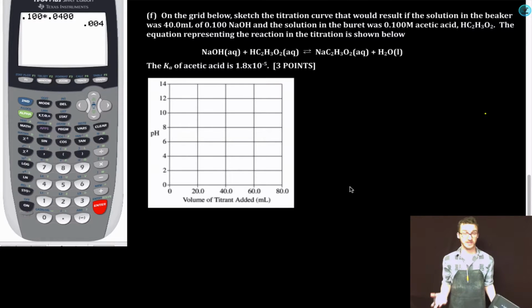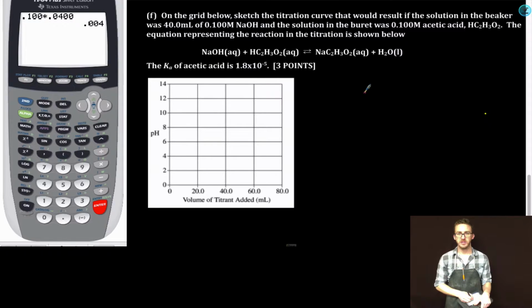Okay, now I know it's tempting to come up with a bunch of different plots. However, in the essence of time, I think it's probably best to come up with an initial point, an equivalence point, and a final point. And then again, just sketch in the rest. So let's think about what we have initially. 40 mL of a 0.100 molar sodium hydroxide solution.